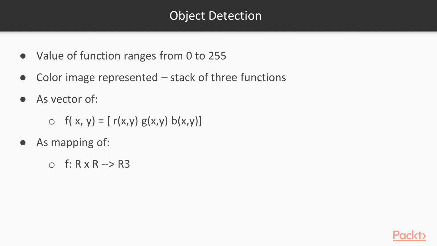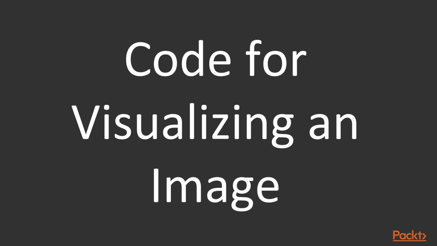Similarly, a color image can be represented as a stack of 3 functions. We can write this as a vector of this equation, or we can write this as a mapping with this equation. So, a color image is also a function, but in this case, a value at each x, y position is not a single number. Instead, it is a vector that has 3 different light intensities corresponding to 3 color channels.